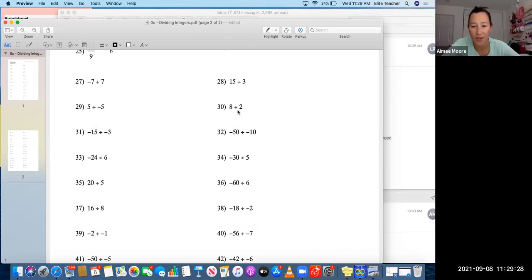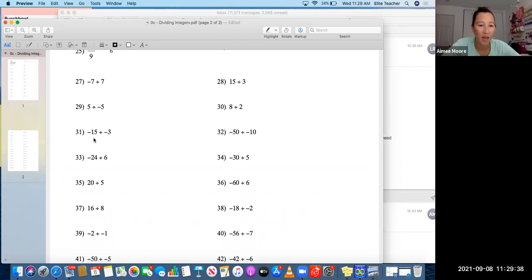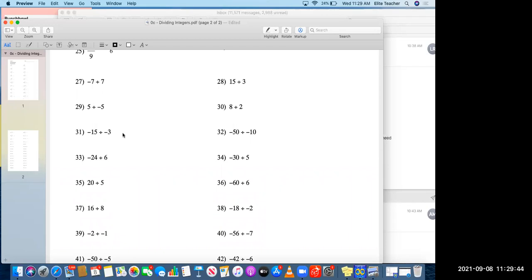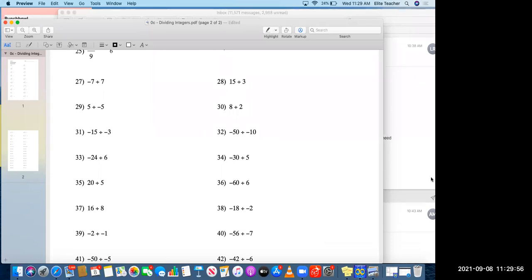Very good. 8 divided by 2. That is a 4. Very good. -15 divided by -3. So we know it's going to be positive, right? Because they have the same sign. So then 3 times what is 15? 5. Very good.